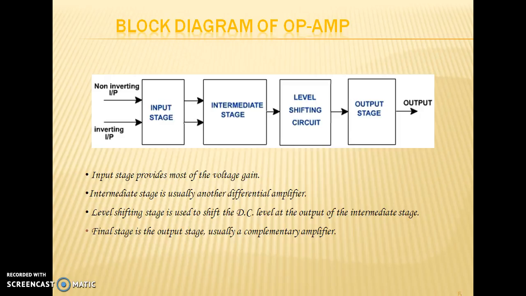Now the next is the level shifting stage. The level shifting stage is generally used to shift the DC level at the output of the intermediate stage downward back to the original level. Now finally, we have the output stage. The final stage is the output stage, which is usually a complementary amplifier. It provides low output resistance for the op-amp.